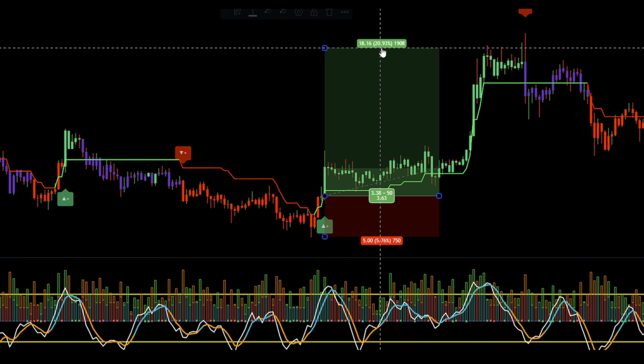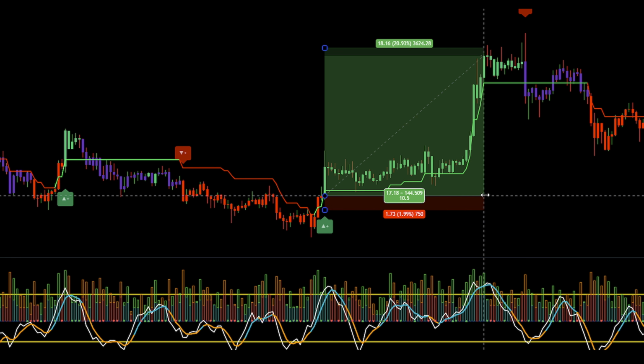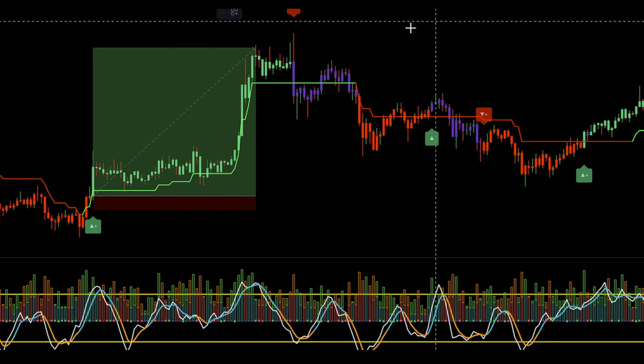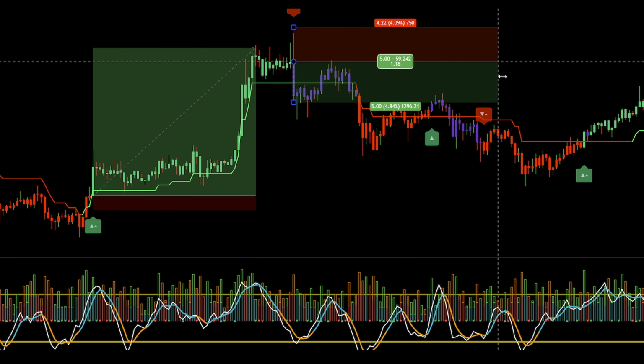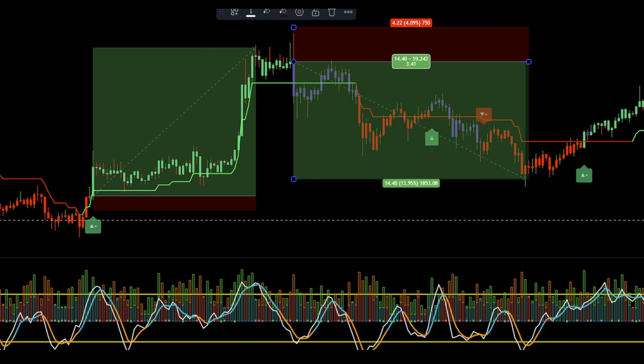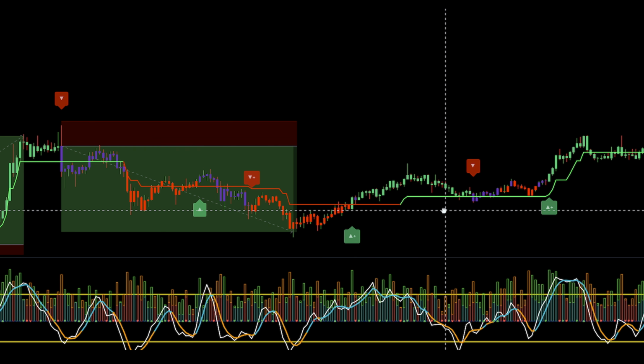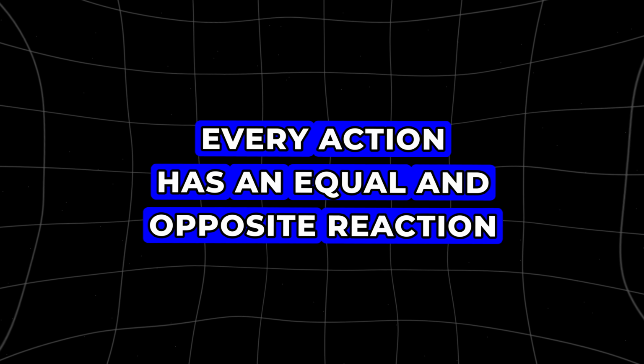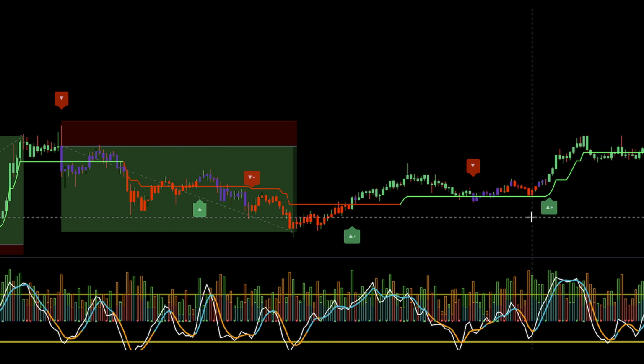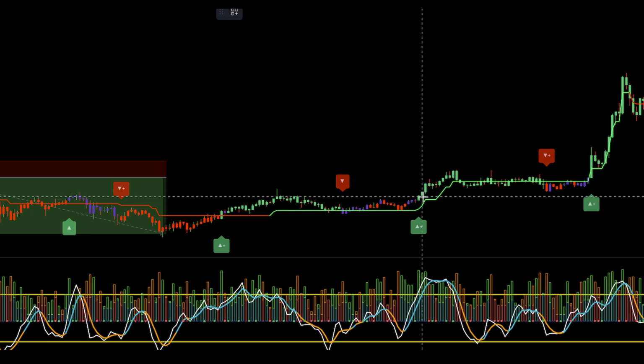Let me share something crucial. Listen closely. The most successful traders know how to spot and ride trends, but they also understand one key fact. Trends don't last forever. Just as Newton's law reminds us, every action has an equal and opposite reaction. In trading, this means that every trend eventually reverses.